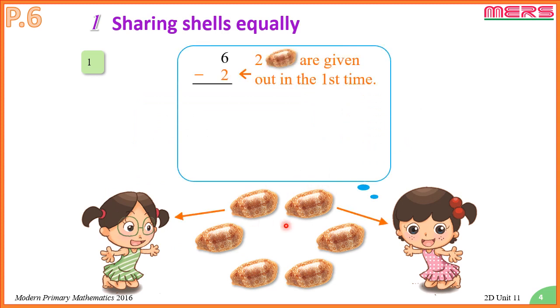In the first turn, 2 shells are given out. We originally have 6 and we give out 2 in the first turn. We cross out 2, so the remainder here is 4 shells.